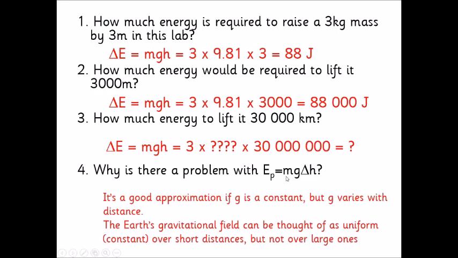So the problem with using mg delta h is that it's a perfectly reasonable approximation if delta h is a fairly small distance and we can consider g to be a constant, but g is not a constant if we use a big distance.